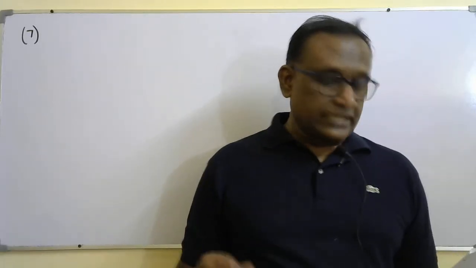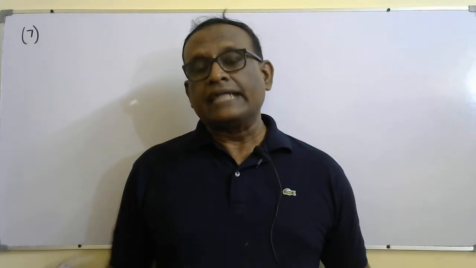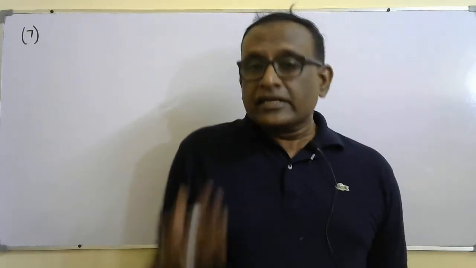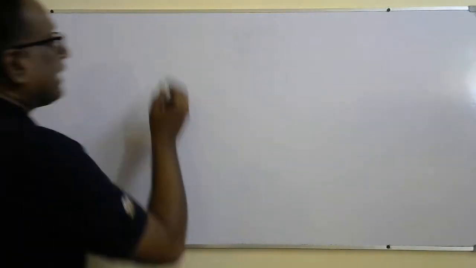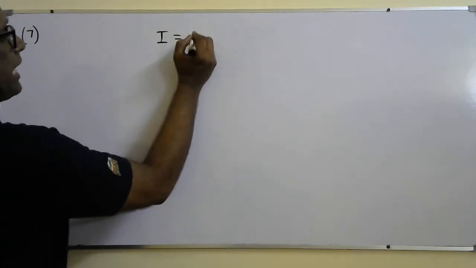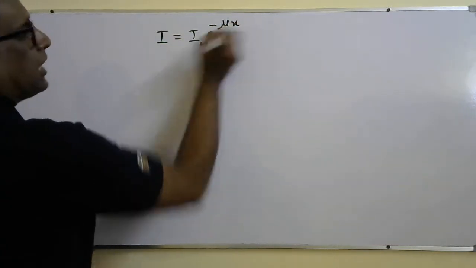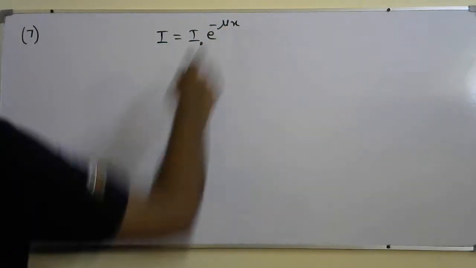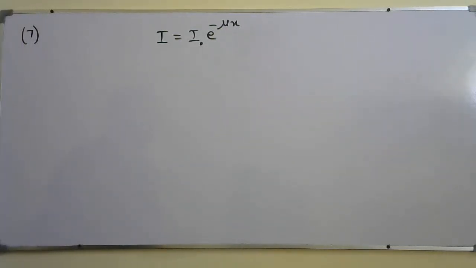One thing you should know is that this absorption is related by an exponential relationship. Say for example, if there is a gamma source and you use a lead sheet, the intensity of the gamma radiation will reduce according to I equals I naught e to the power minus mu x. This equation is not in your syllabus, where x is the thickness of the lead sheet and mu is called the attenuation coefficient.